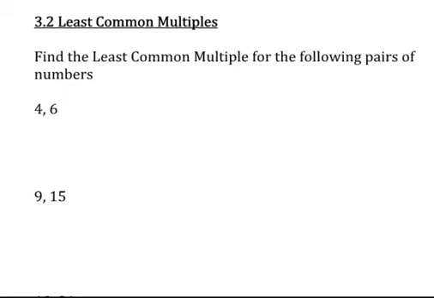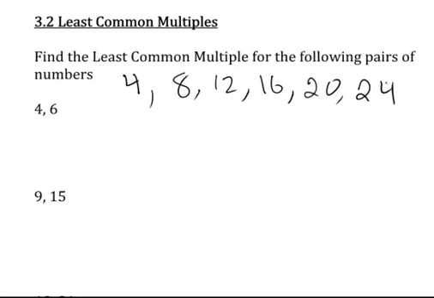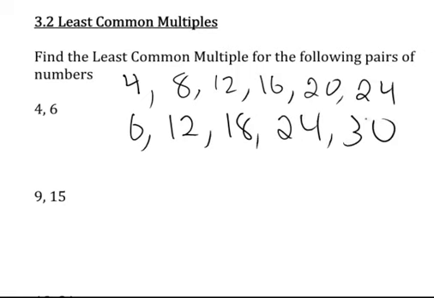What we mean by least common multiples is I want to take the multiples of, say, the number 4. So 4 times 1 is 4, 4 times 2 is 8, 4 times 3 is 12, 16, 20, 24. I'm going to go ahead and stop right there. I can do the same thing with 6. 6 times 1 is 6, times 2 is 12, 18, 24, and 30.